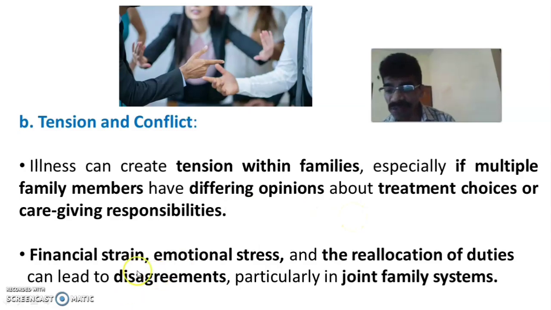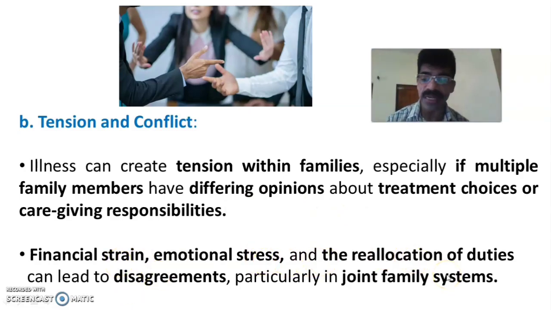Moreover, financial strain, emotional stress, and the reallocation of duties, that is, who has to perform which duties, all can lead to disagreement, particularly in the joint family system. So financial burden, emotional stress, and reallocation of the caregiving duties can all lead to disagreement in the joint family. That also will increase the tension and conflict in the family.